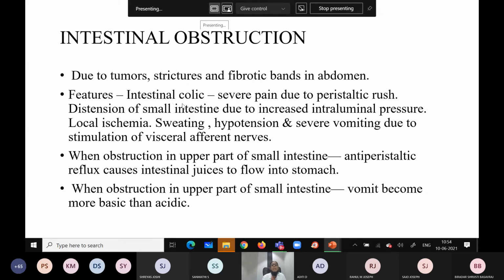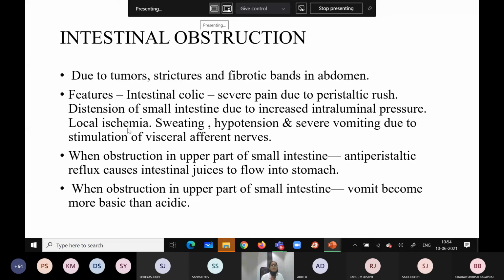What are the features? Intestinal colic, that is very severe pain the patient will develop. Severe pain due to peristaltic rush. Because of the obstruction, the intestine tries to empty itself. Hence, a strong peristaltic wave occurs that leads to severe pain, but the content cannot be pushed. Hence, severe pain occurs. And distension of the small intestine due to increased intraluminal pressure, local ischemia.